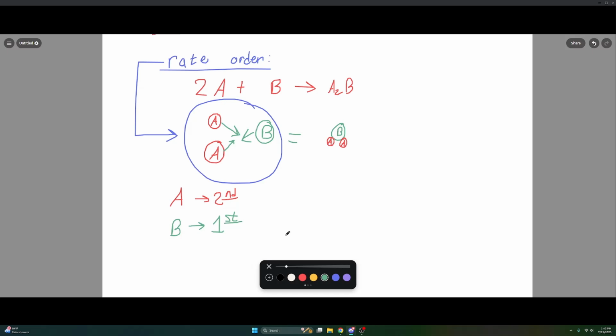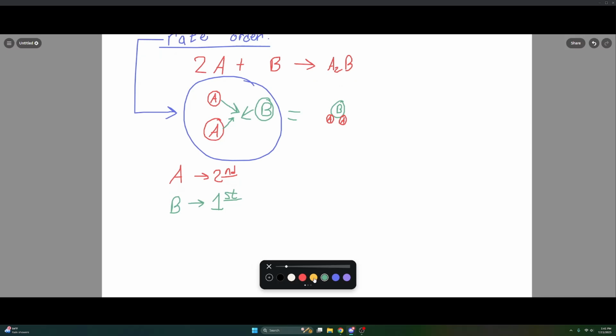For this reaction, I have to have two A's and one B collide. Because I'm assuming that's the rate determining step, that means for this reaction, A would be second order, B would be first order. The order pretty much just refers to, at the important step, how many atoms are taking part in that reaction, right? So if I'm assuming a one-step reaction, I have 3 total atoms.